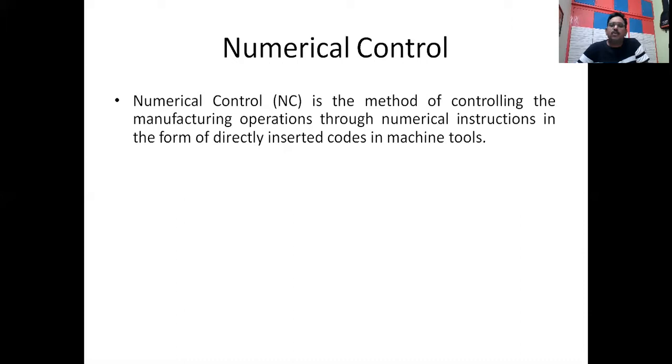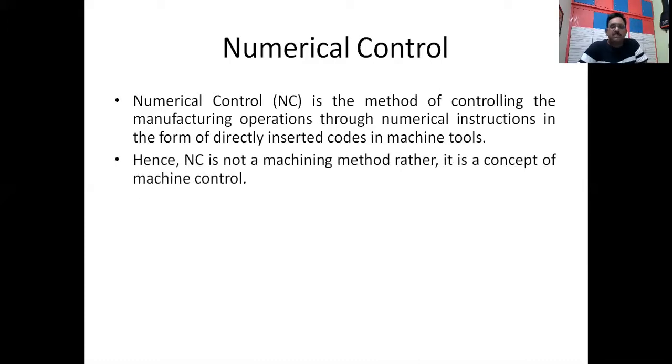Therefore, numerical control is the method of controlling the manufacturing operations through numerical instructions in the form of directly inserted codes in machine tools. That means it is a method of controlling the manufacturing operations or machines. For example, earlier we used to give the feed, depth of cut, and speeds, and now these will be controlled not by the operator but by some control. That control is in the form of numerical instructions and directly inserted codes in machine tools. This is what numerical control is.